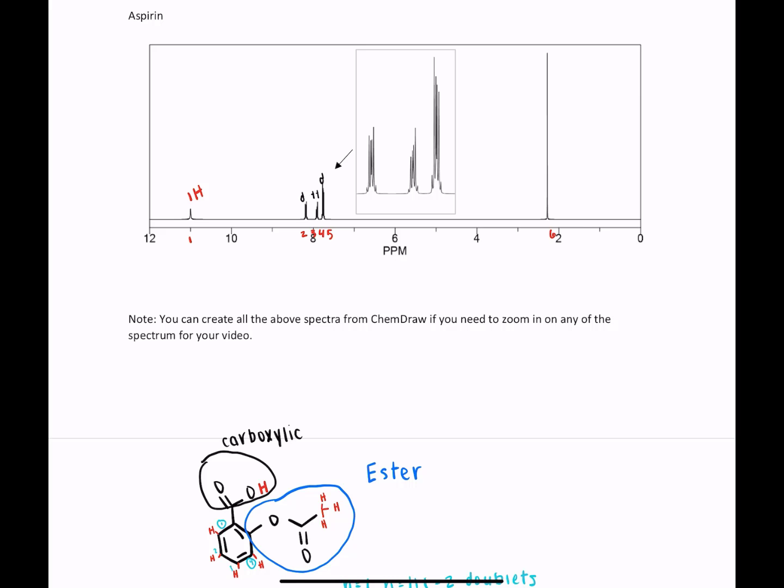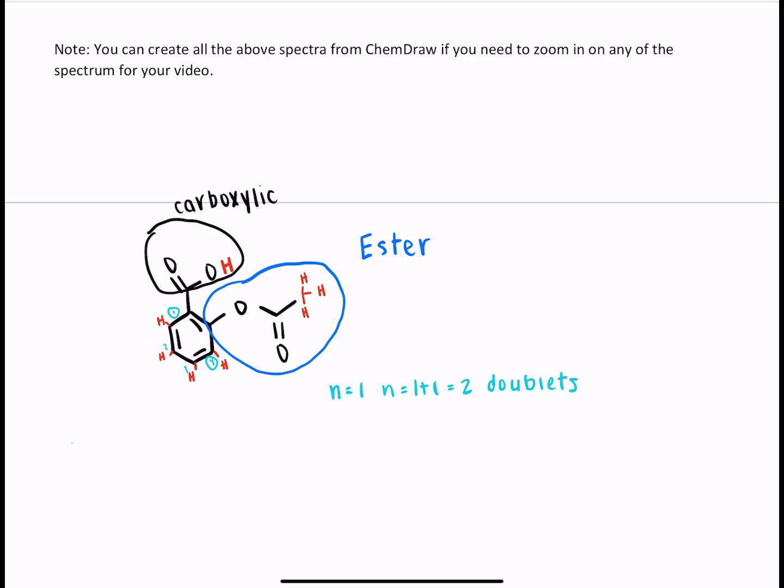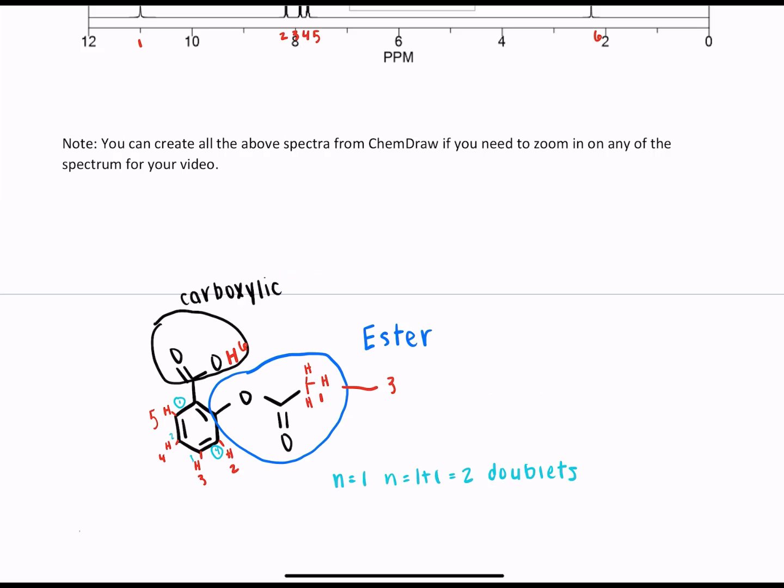When looking at the proton NMR, aspirin has a more complicated structure with a carboxylic group and ester functional group. First, we want to determine the number of signals, which is the number of different types of hydrogen atoms. We can see that there are 6 signals in aspirin. 1, 2, 3, 4, 5, and 6.